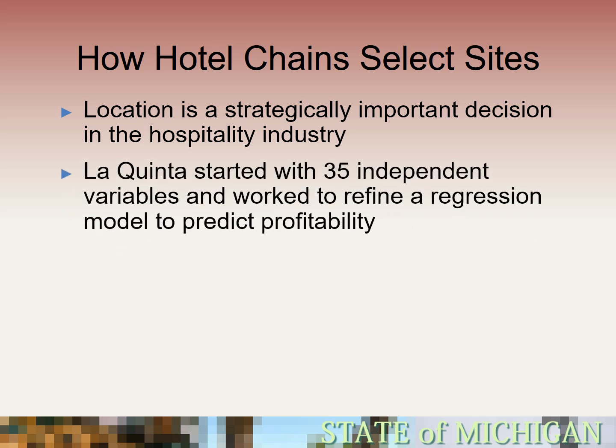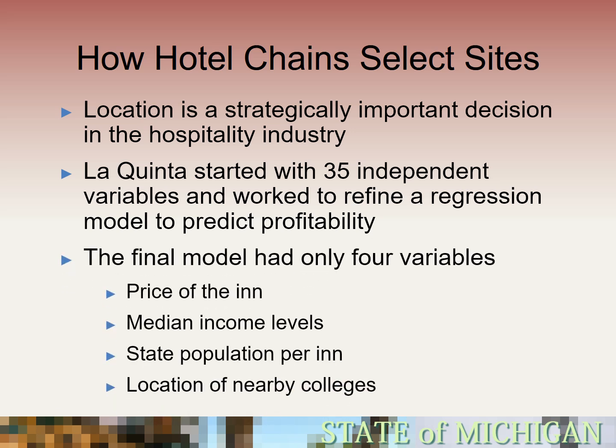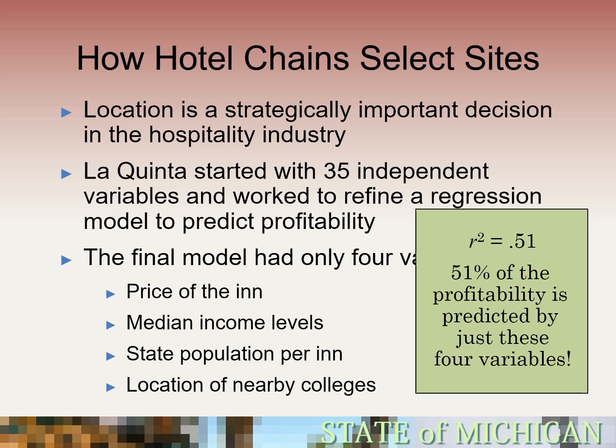La Quinta started with the 35 independent variables and worked to refine a regression model to predict their profitability. The final model had only 4 variables: the price of the inn, the median income levels for the area, the state population per inn, and the location of nearby colleges. Colleges because parents come to visit their kids. 51% of the profitability is predicted by just these 4 variables.